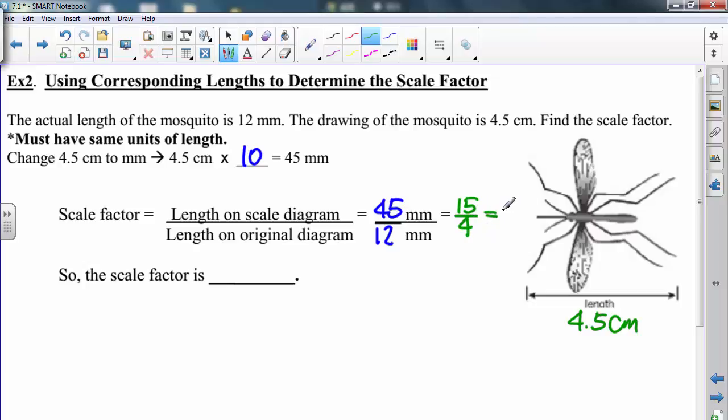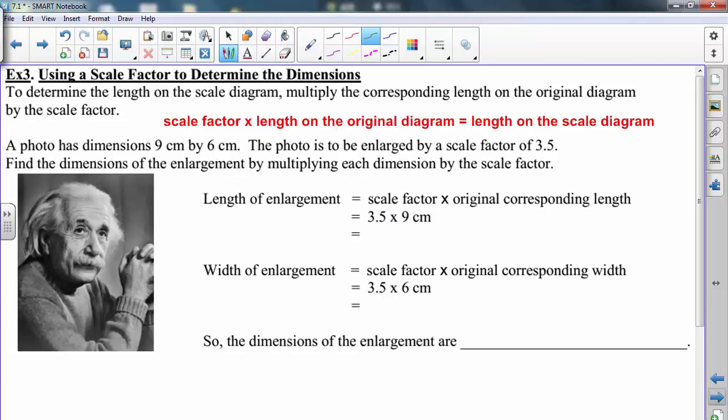You also can change this fraction to a decimal for the scale factor. So I can say the scale factor is 15/4 or 3.75. So let's look at example 3.